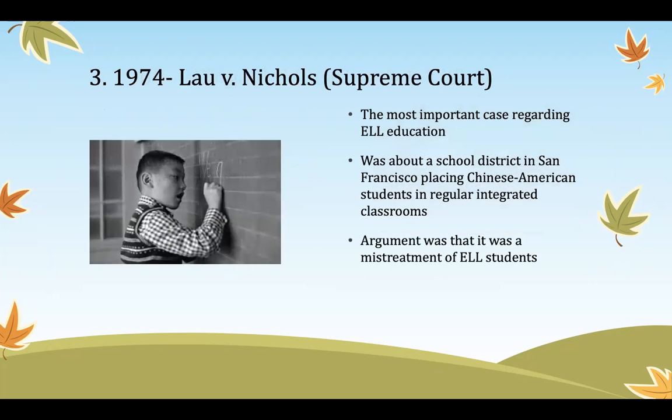Then we have this court case that apparently I cannot pronounce. I apologize for that. From 1974, it ended up going to the Supreme Court. From what I've read, a lot of articles say it's the most important case regarding ELL education. It was about a school district in San Francisco placing Chinese American students in regular integrated classrooms, and the argument was that this was a mistreatment of ELL students. Obviously, the case ended up changing a lot for those Chinese American students who weren't being treated correctly by being put in classrooms where they were not able to succeed.